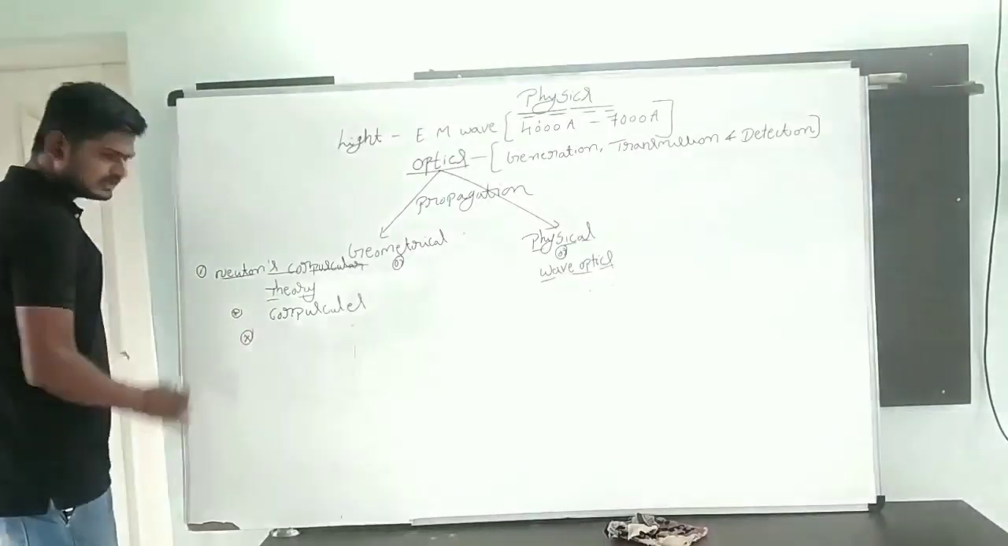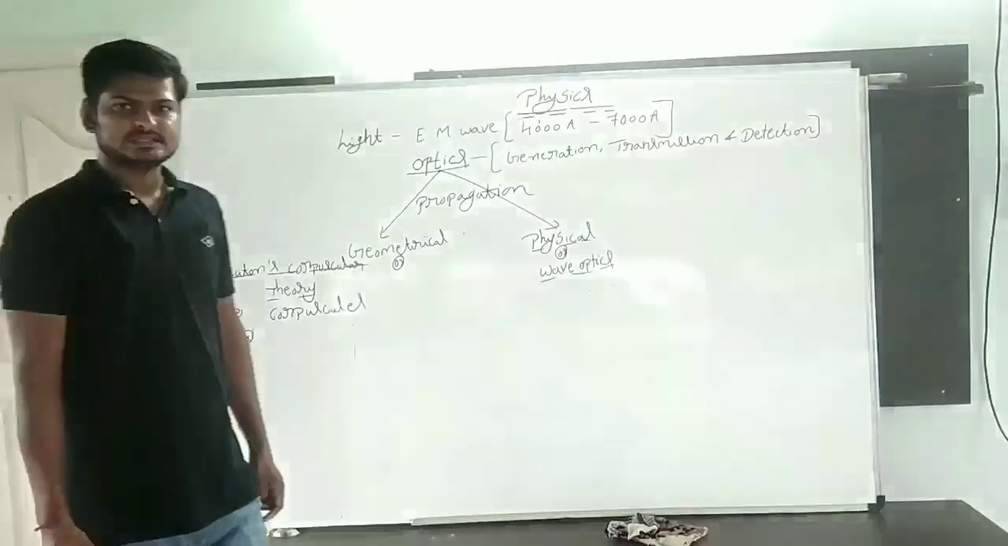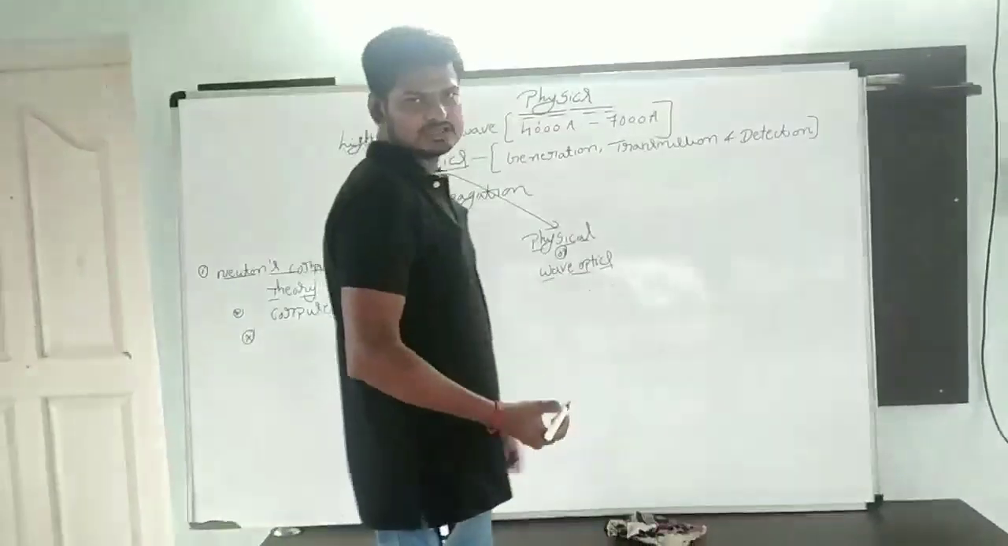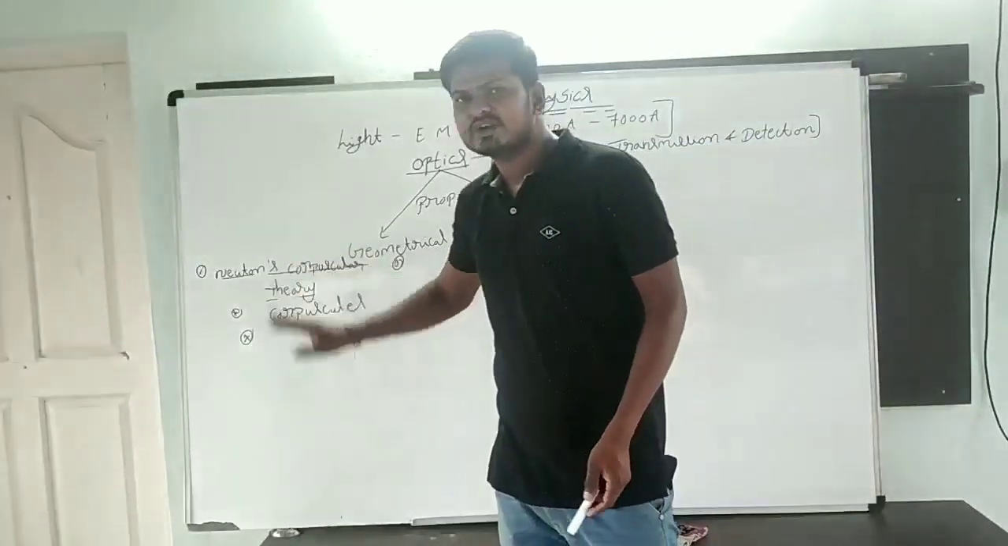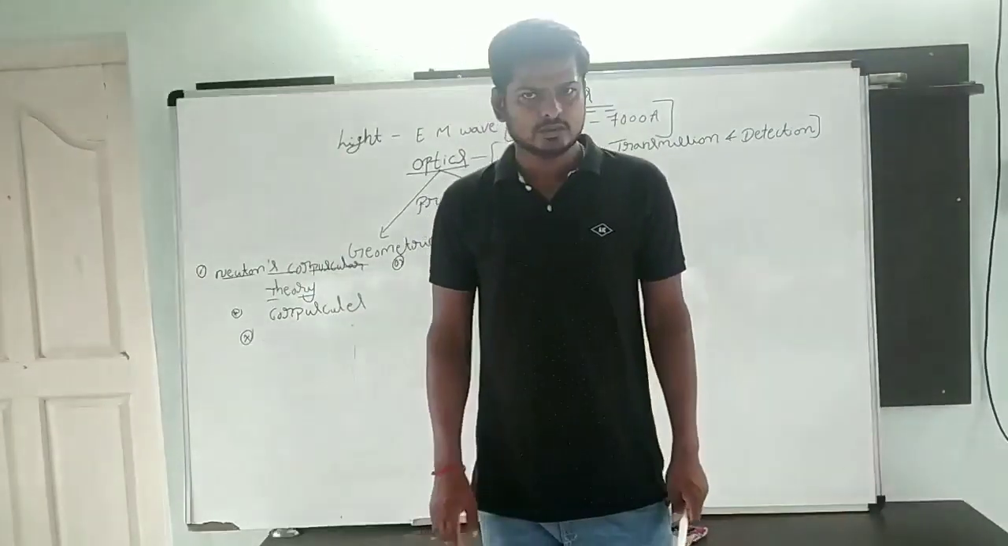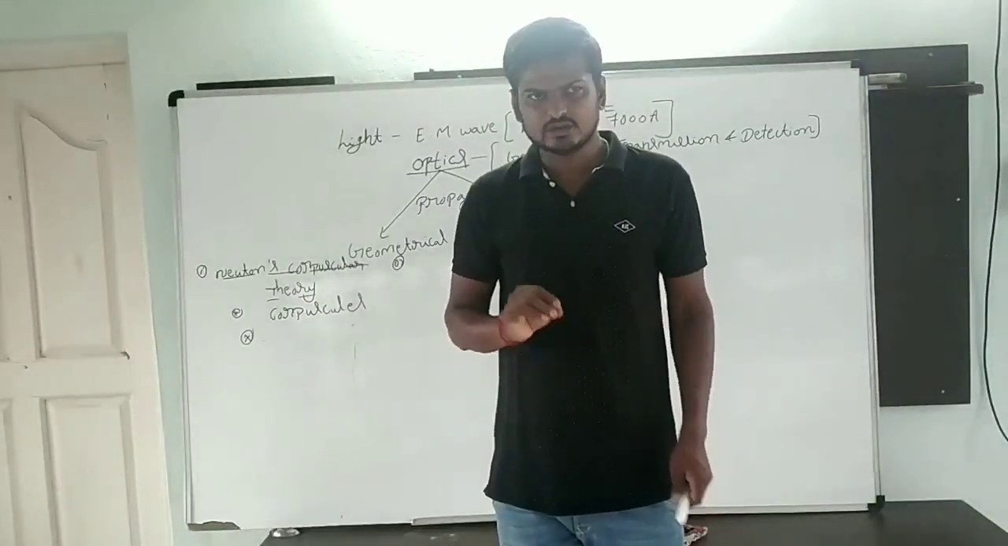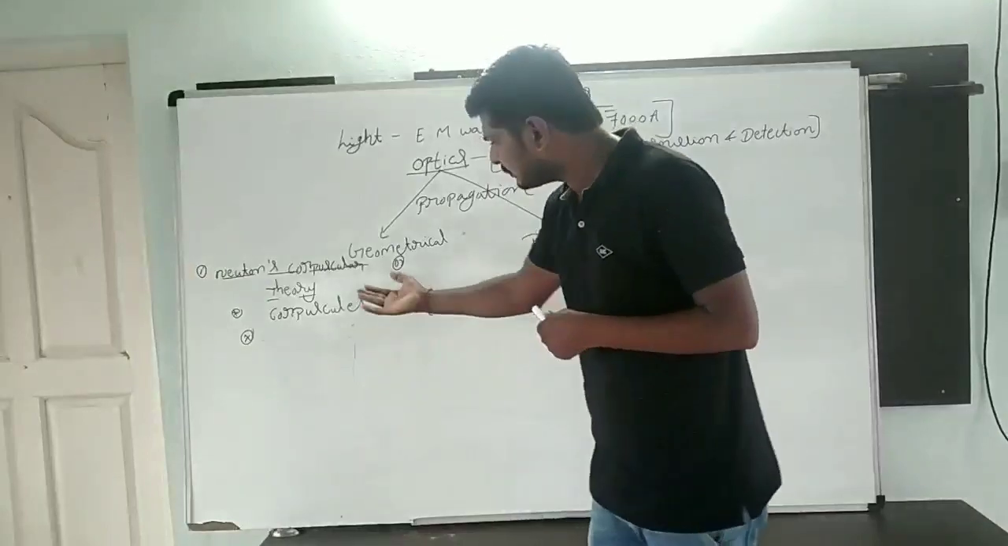Next, he said that the different colors of light are due to the different sizes of the corpuscles. There will be different colors of light, no? The different colors of light, that is because of what?